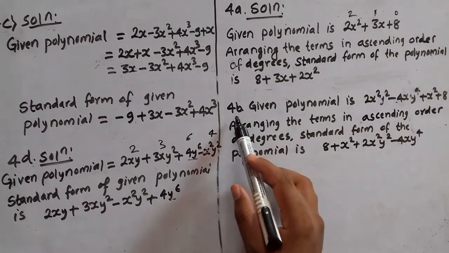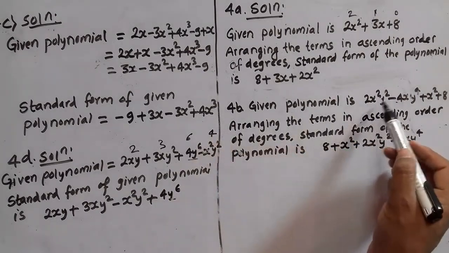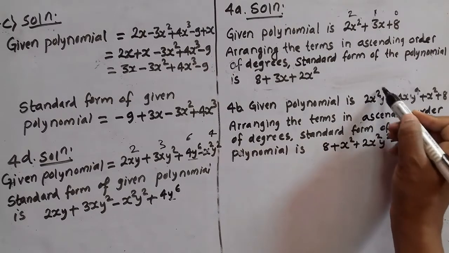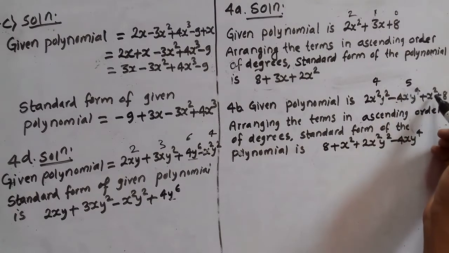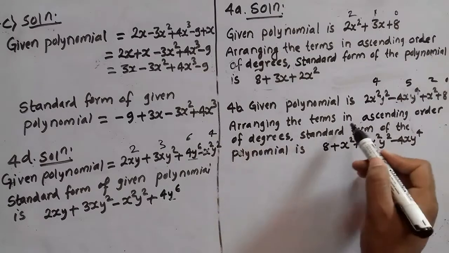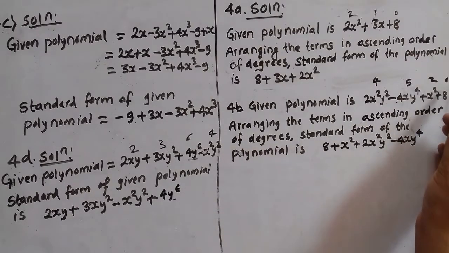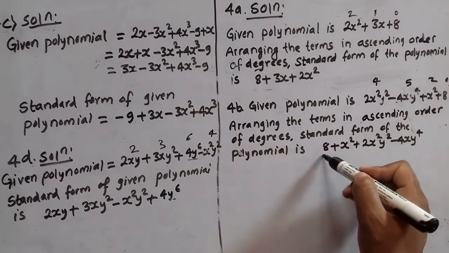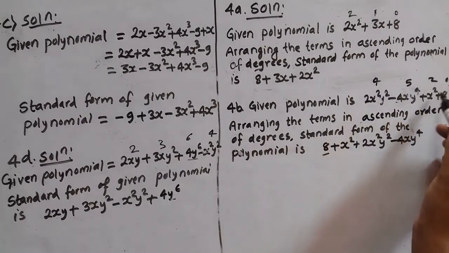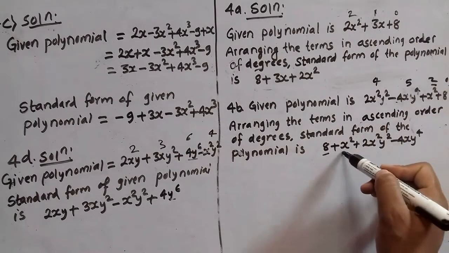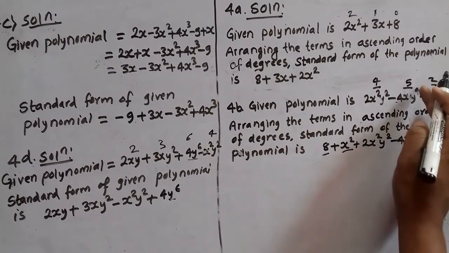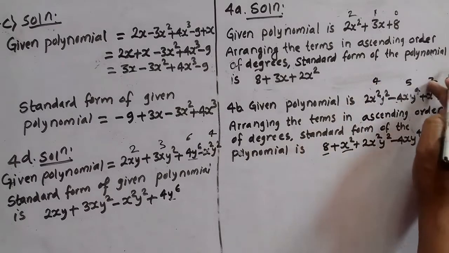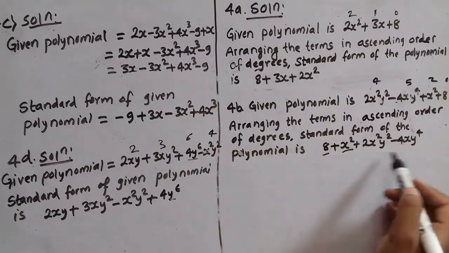Similarly, in 4b, the given polynomial is this. Here the degree is 2 plus 2, 4, here 1 plus 4, 5, here 2, and here 0. So we are arranging this in ascending order: the term containing degree 0 at first, then the term containing degree 2, then degree 4, then degree 5. In this way we have formed the standard form of this polynomial.